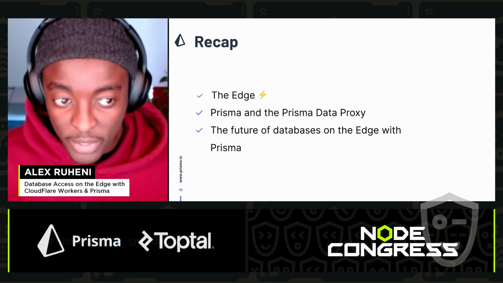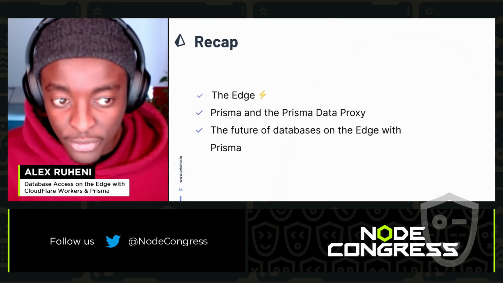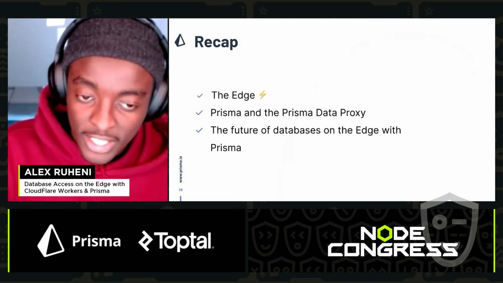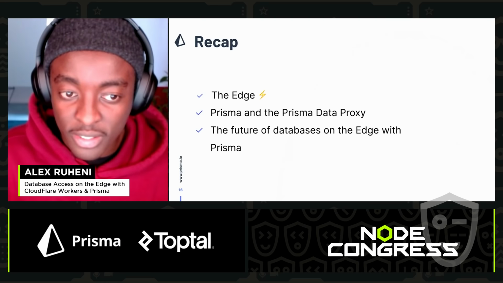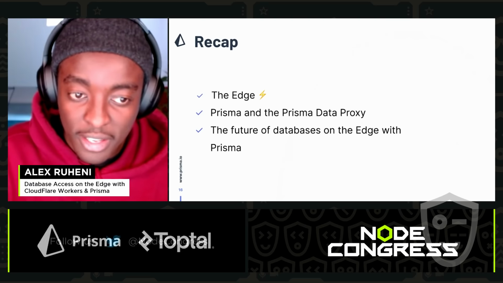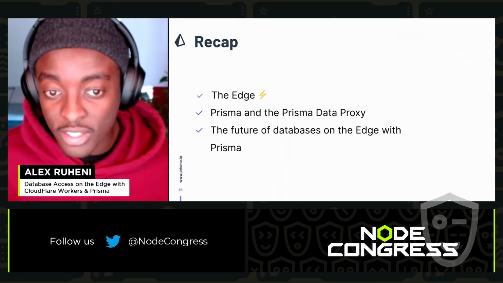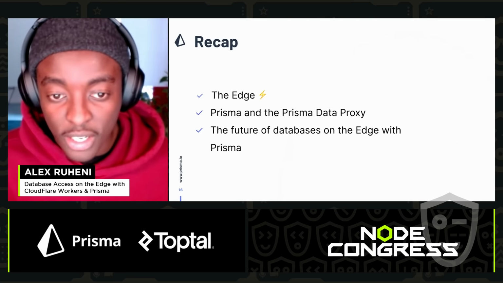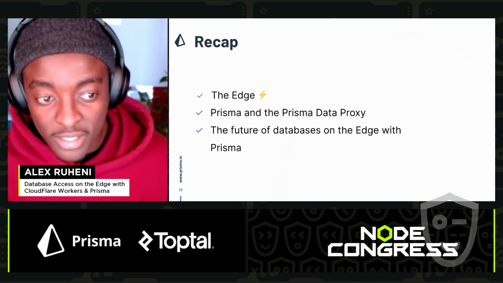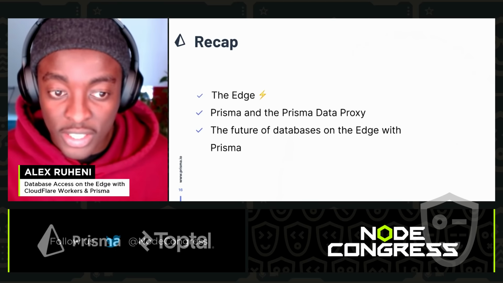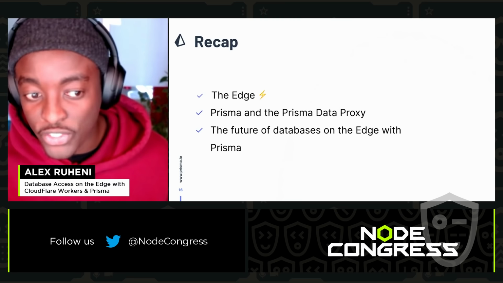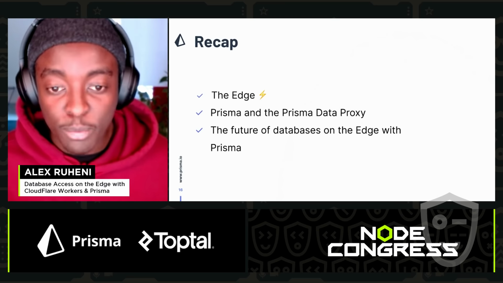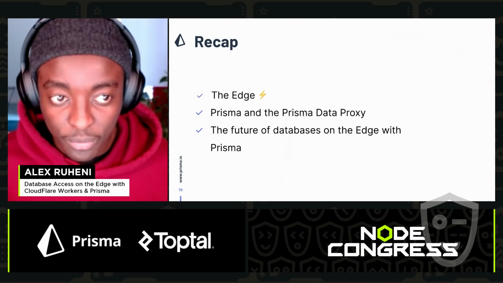And this talk, as a final recap, covered the challenges and good parts of the challenges that exist when working with Cloudflare Workers or serverless platforms. We also covered the advantages that Cloudflare Workers have over other platforms. We also discussed what Prisma is and what the Prisma Data Proxy is and the problem that it solves. And finally, we added database access to an application and then deployed it to Cloudflare Workers.